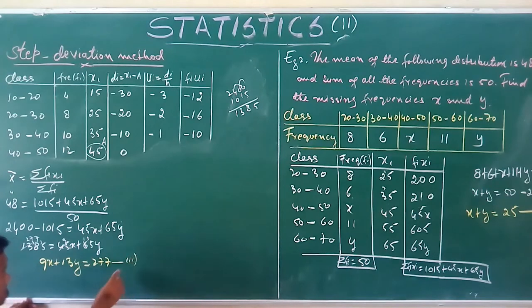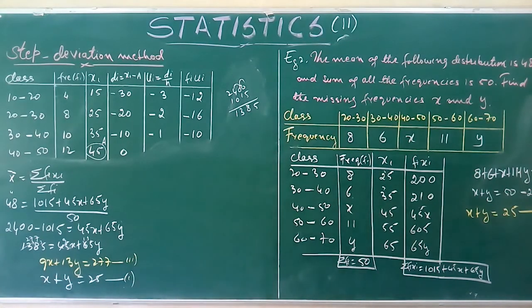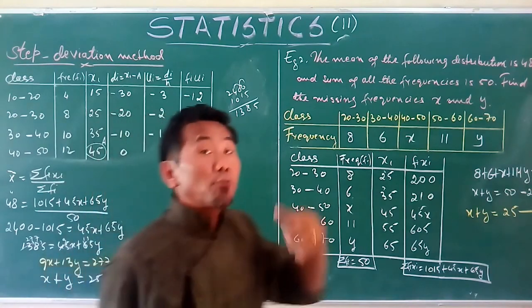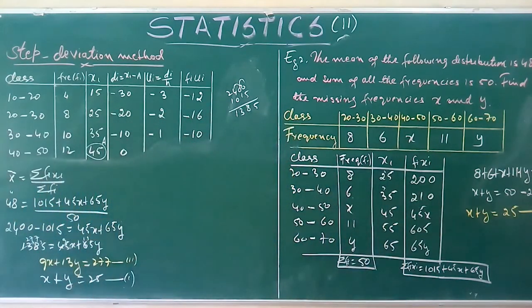Now we are going to solve this first and second. The first equation that we have is x plus y, which is equal to 25. This second equation, by the first one, you simplify using linear equations and equating the coefficients. If I'm going to multiply each by 9, that is 9x plus 9y, which is equal to 9 multiplied by 25.